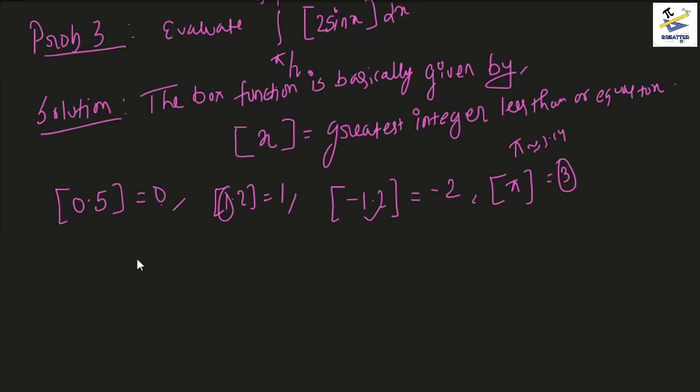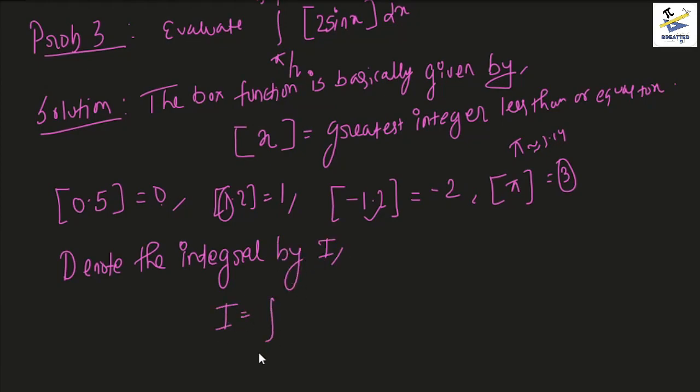So I think we are clear on this, and now denote the integral by I. I equals the integral from pi by 2 to 3 pi by 2 of box of 2 sin x dx.